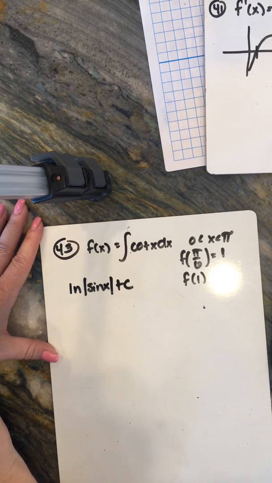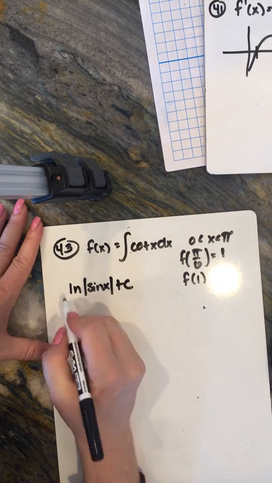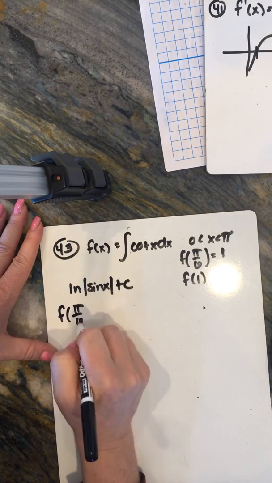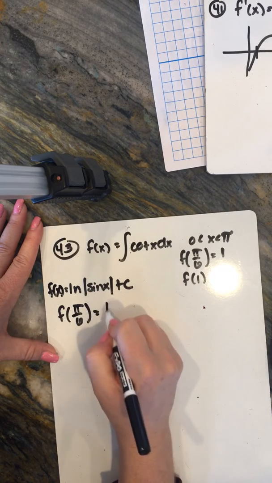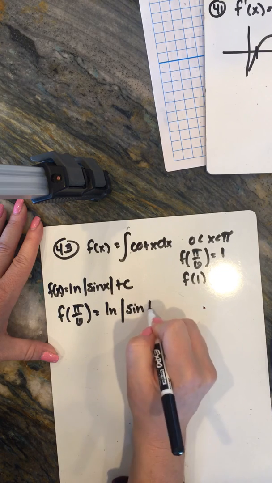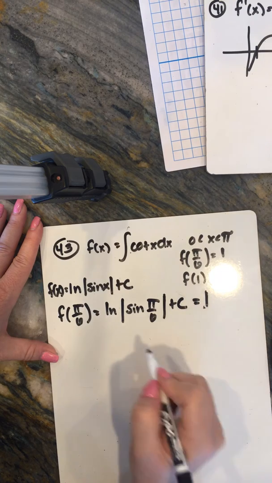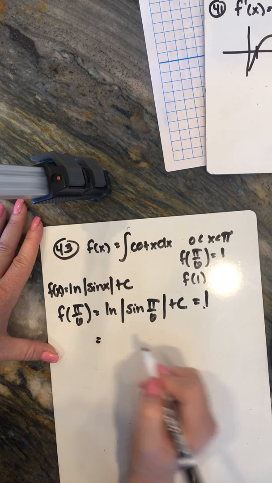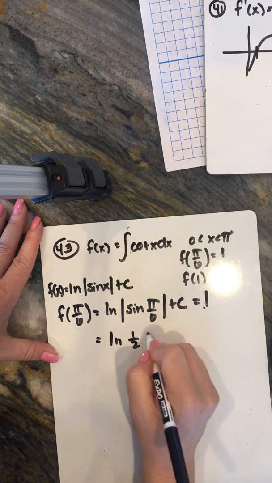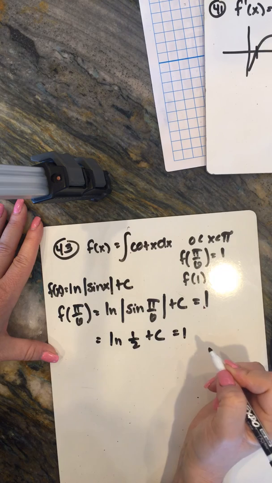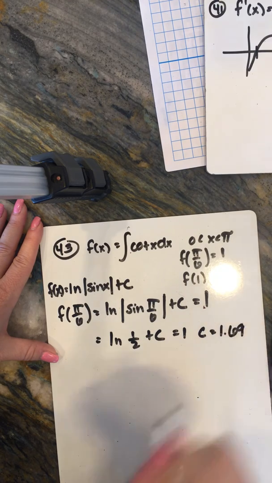Look up on your chart. We need to find c though, so that's where we use this information. So f of pi over 6, this is f of x here, sorry, it wasn't clear. f of pi over 6, ln of the absolute value of sine pi over 6 plus c equals 1. The sine at pi over 6 is 1/2, so the ln of 1/2 plus c equals 1. And when you solve for c using your calculator, you get c equals 1.69.